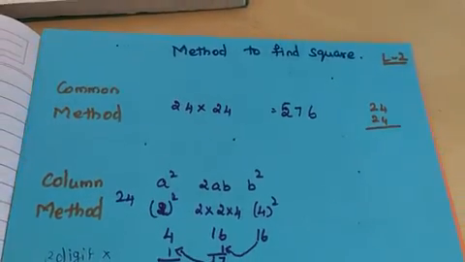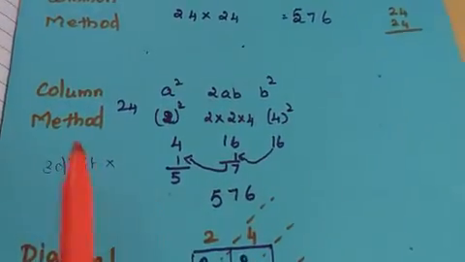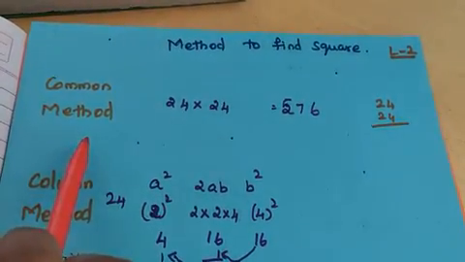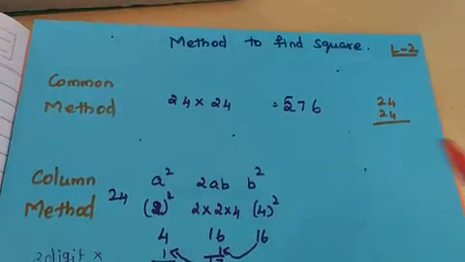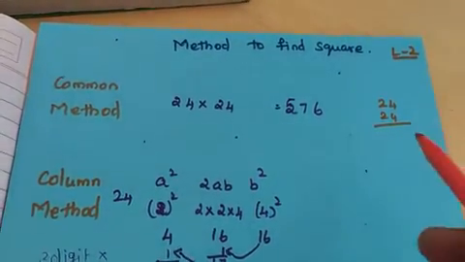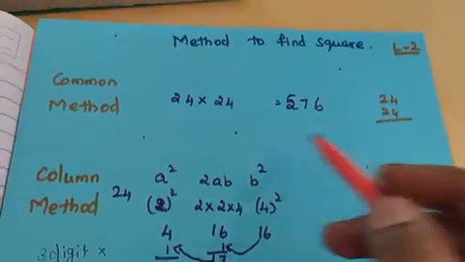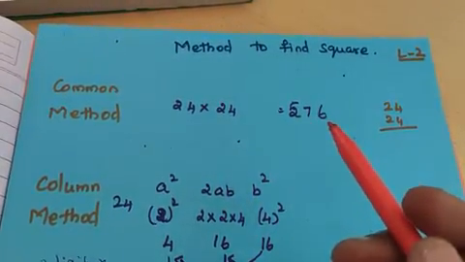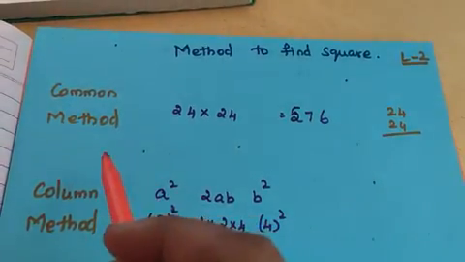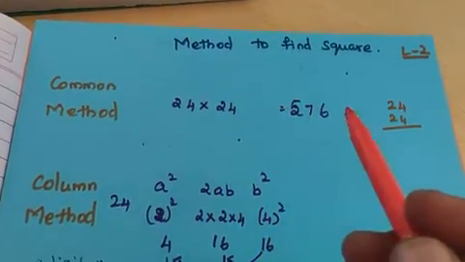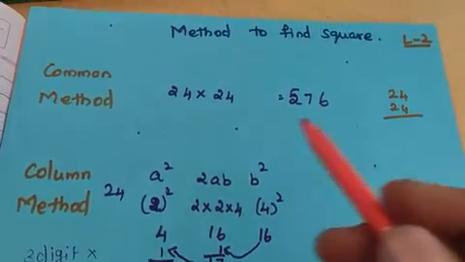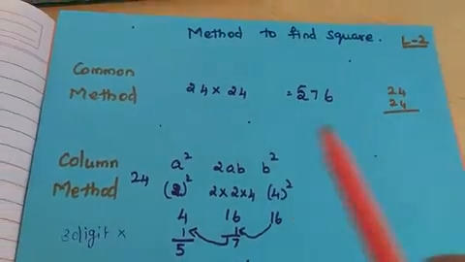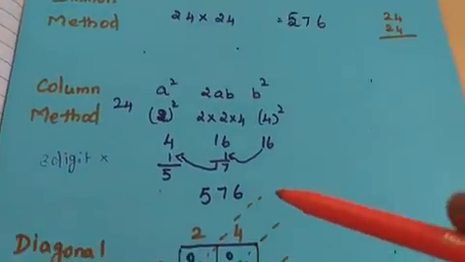But what is the other method? The second method is the column method. This common method normally takes time and you can make mistakes in multiplication too. There is some trouble in this common method. If it is a bigger number, a 3-digit or 4-digit number, you may make mistakes. If it is a single-digit or 2-digit number, you can easily do the multiplication. When it comes to bigger numbers, you will face problems solving the sum. So the next method is the column method.